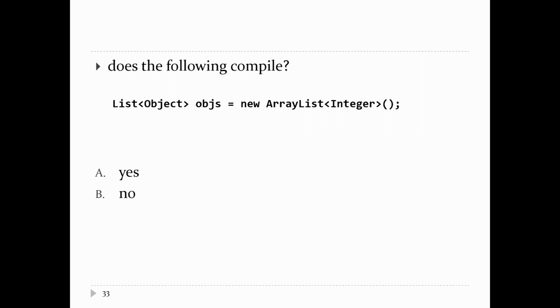So does the following compile? The answer is no. The Java compiler will stop that immediately, because an ArrayList of Integer is not substitutable for a List of Object. For this to work, that would have to be List of Number or something compatible. So that doesn't compile.